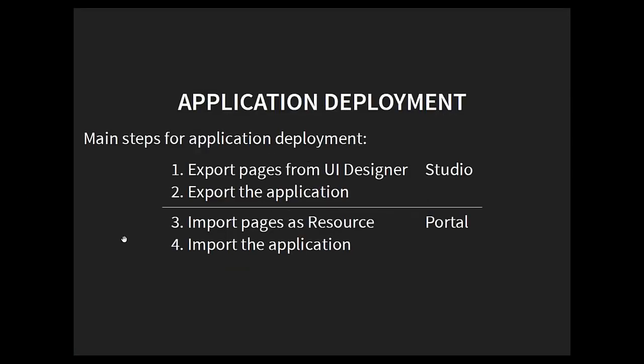This one is really about the deployment of the application. I think I've shown you most of it. When you deploy the application, what you will be doing from the studio is to export the pages. And when we say studio, it's basically the UI designer. And you also export the application from the studio the same way I did. And then you can import all the dependencies directly from the portal. So the pages and the process and all these dependencies directly from the portal. And then you can import the application at the end.